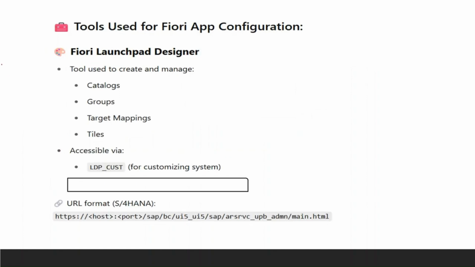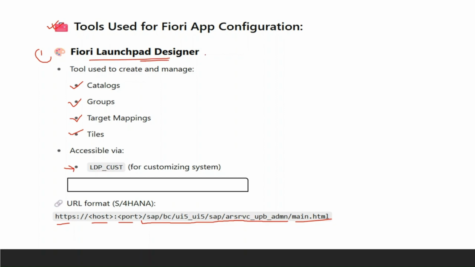The tools that we use for Fiori app configuration: one is the Fiori Launchpad Designer, which is used to create and manage things. Inside the Fiori Launchpad Designer we have the following, which we discussed now: catalog, group, target mapping, and tiles. You can do this job of the Fiori Launchpad Designer from LPD_CUST as well, partially. Otherwise, it is recommended to use the Fiori Launchpad Designer only.